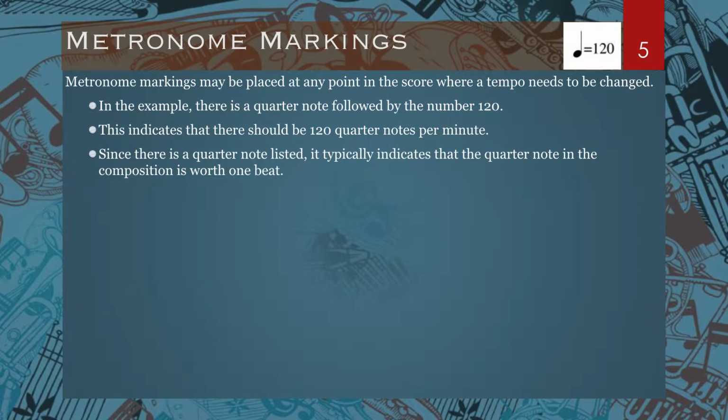So in the image above, you see the quarter note equals 120. That's an example of a metronome marking. In that example, the quarter note is going to be performed 120 times per minute. So the beat is 120 pulses per minute. So in this example, there's a quarter note followed by the number 120. This indicates there should be 120 quarter notes per minute. Since there is a quarter note listed, it typically indicates that the quarter note in the composition is worth 1 beat.